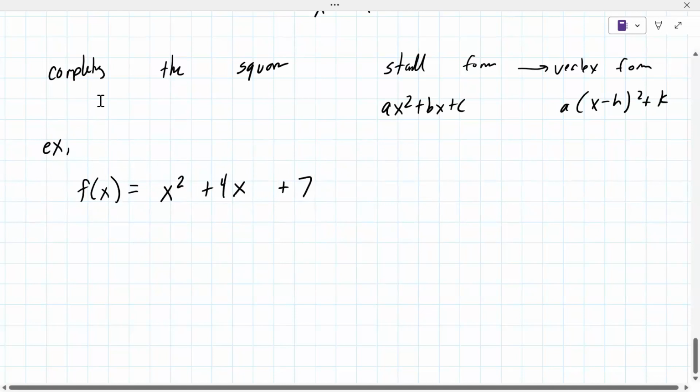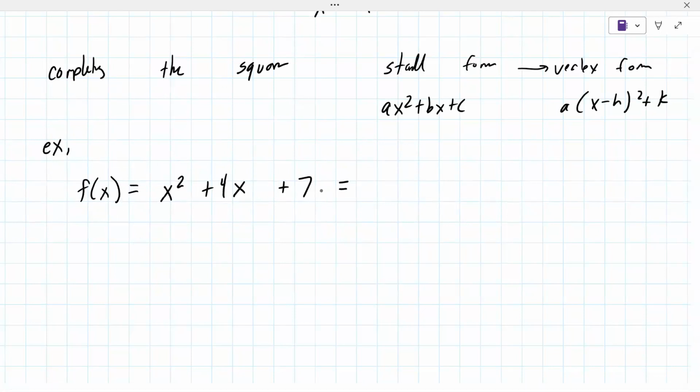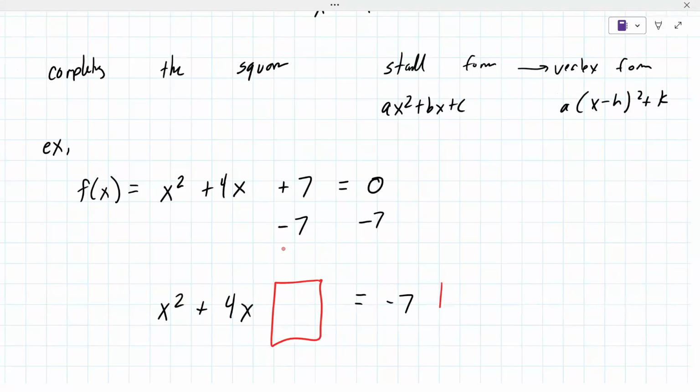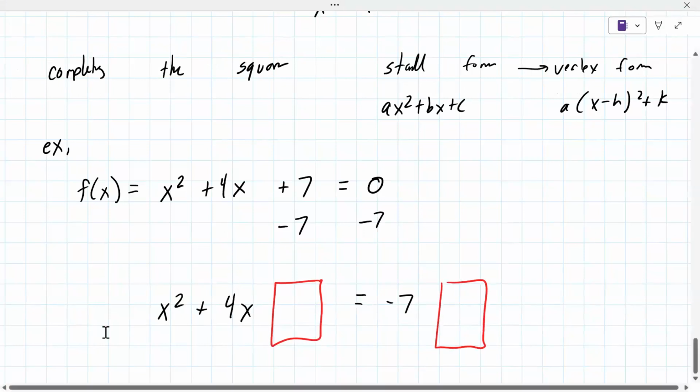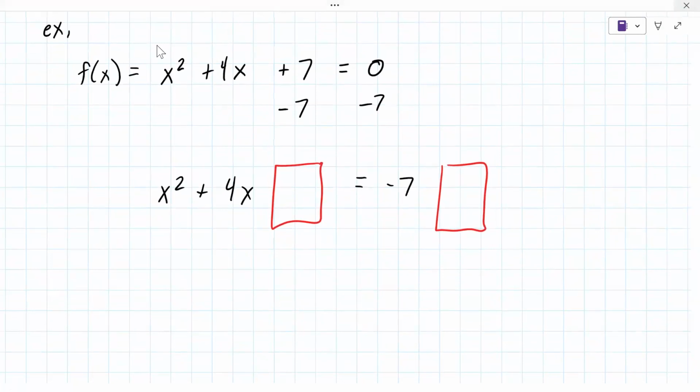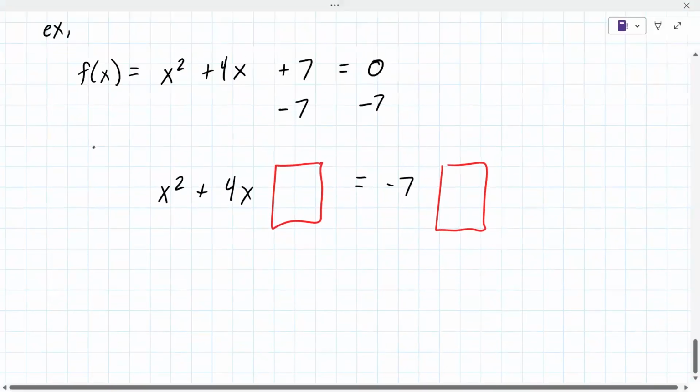They give you some function like this, and they say to complete the square. The first thing that I tell students to do is to set it equal to 0. And then you move this constant term to the other side of the equation. So it's x squared plus 4x equals negative 7. And you'll notice I've left a space. I'm going to put a box here and a box here. All right. And maybe from class, you already know what goes there. Maybe not.